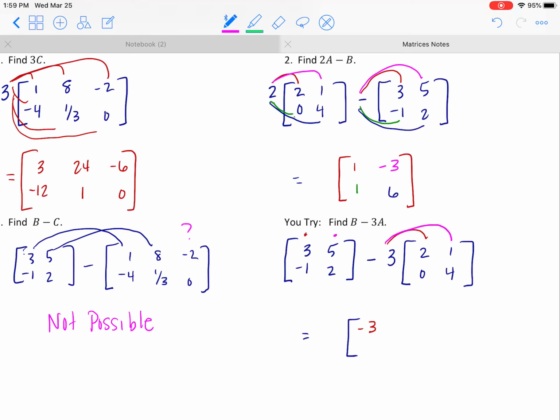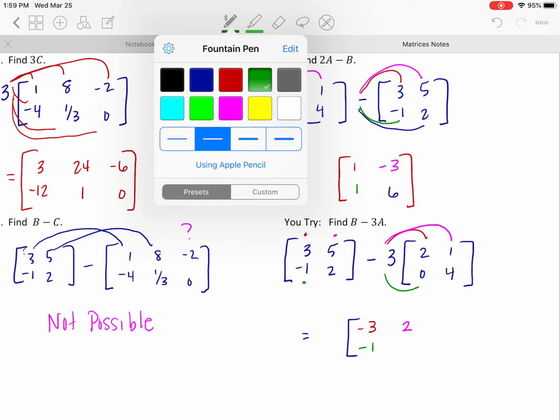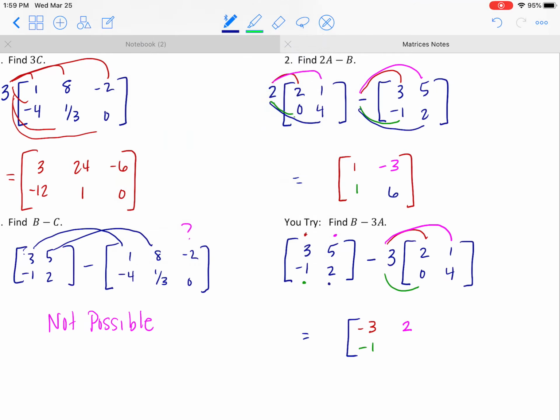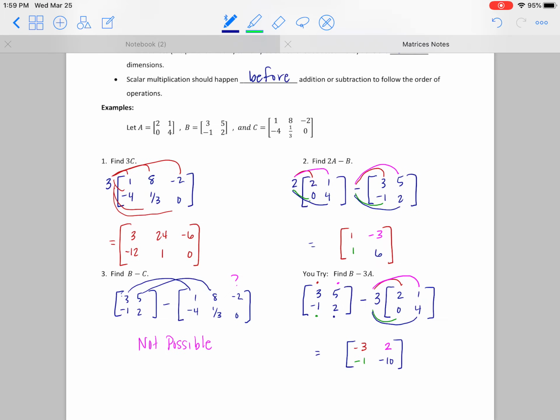And then we're looking at 5 here, and we're subtracting 3 times 1. So we're subtracting 3, and 5 minus 3 gives us a 2 in that next entry. And then we have negative 1 here, minus 3 times 0. Well, 3 times 0 is 0, so negative 1 minus the 0 is going to leave us with negative 1. And then lastly, we have 2 here, minus 3 times 4. So 3 times 4 is 12. If I have 2 minus the 12, 2 minus 12 is going to give me a negative 10 in that last entry. Okay?